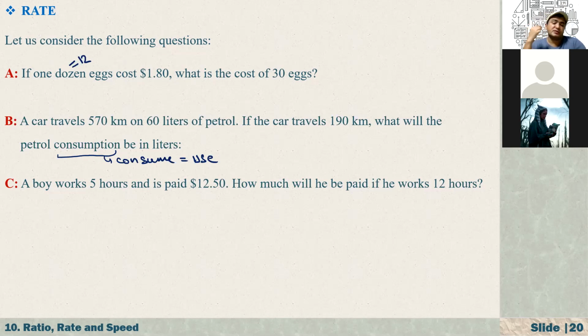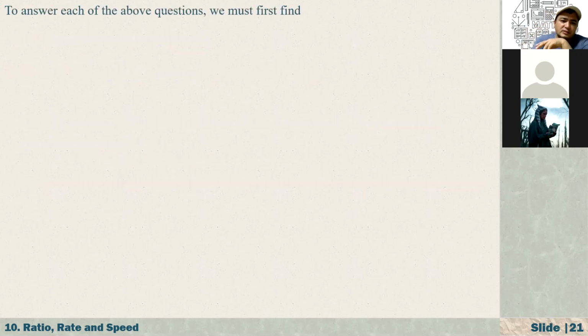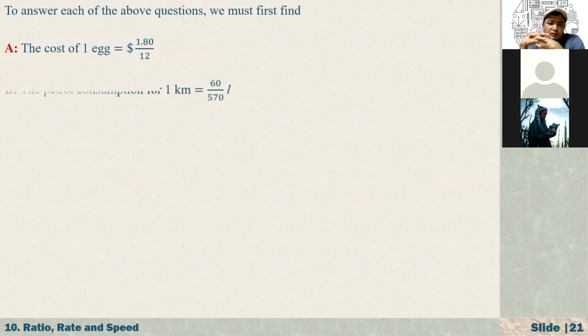Okay. And these are just examples, all right? These examples are related to rates, and we simply call them rate problems. Now, to answer each of the above questions, we must first find the cost of one egg, right? Since 12 eggs cost $1.80, one egg costs 1.8 over 12, which is equal to 0.15.